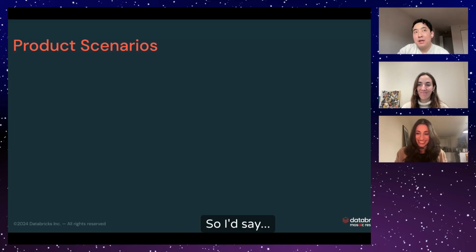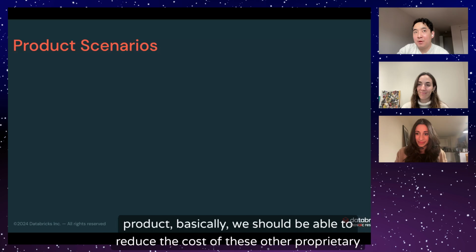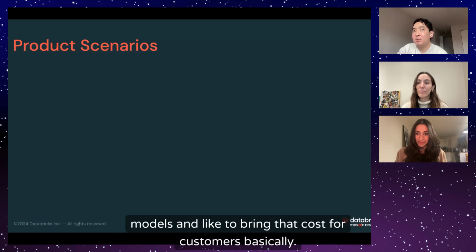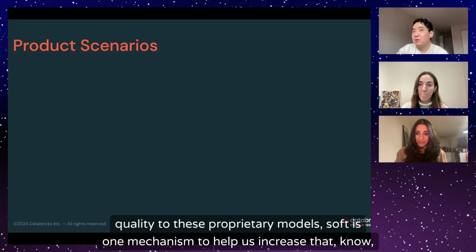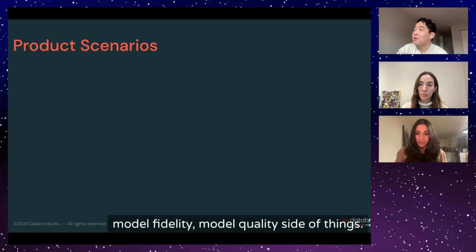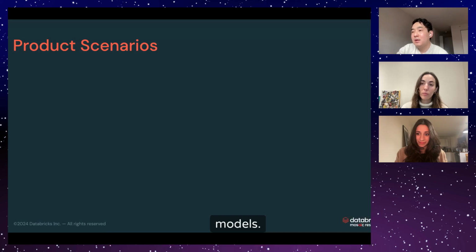Exactly. So I'd say one of the core ideas that we have here at Databricks is that through our model serving product, we should be able to reduce the cost of these other proprietary models and bring that cost down for customers. And then with SOFT, if we want to also reach a higher quality, or an equal quality to these proprietary models, SOFT is one mechanism to help us increase that model fidelity, the model quality side of things.